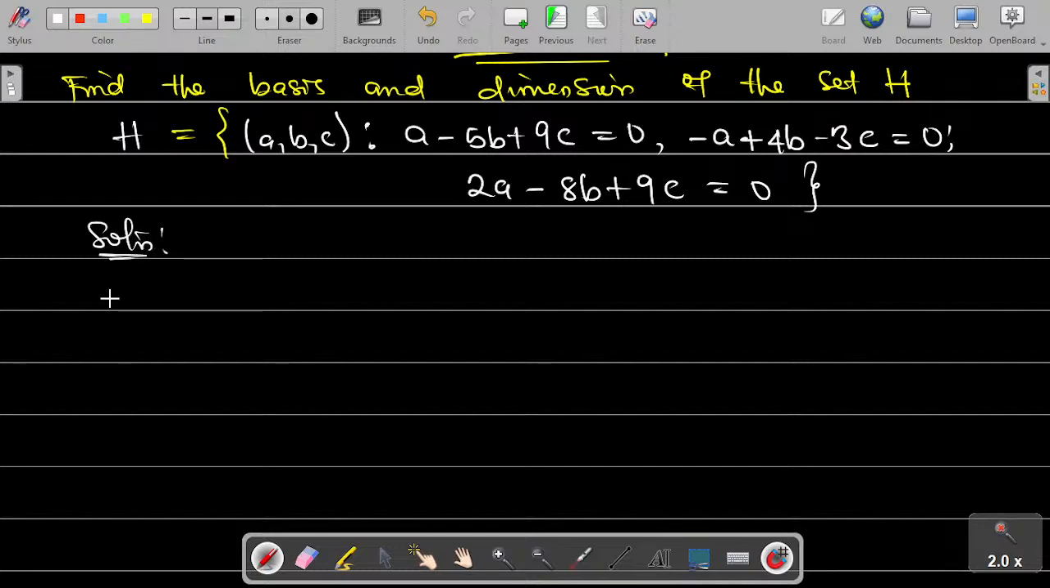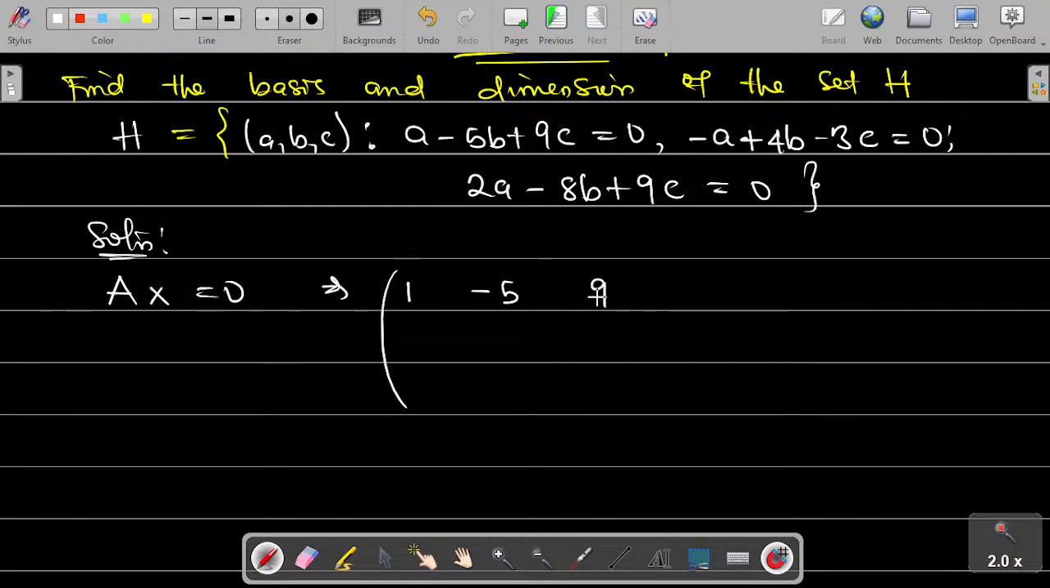So we will first of all get our AX equal to 0. And to get our AX equal to 0, that means we need to extract matrix A, and then our X will be your A, B, C, and then we equate to 0, and then reduce it to echelon form. Okay, so let's try to do that, and that's going to give us our A, which is simply the coefficients of this in our row form. So you are going to have the coefficient of A in the first one is 1, then minus 5 is the coefficient of B, and then 9.